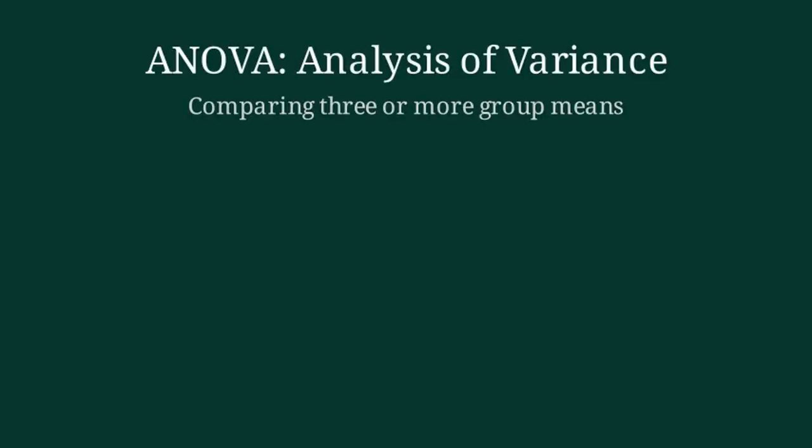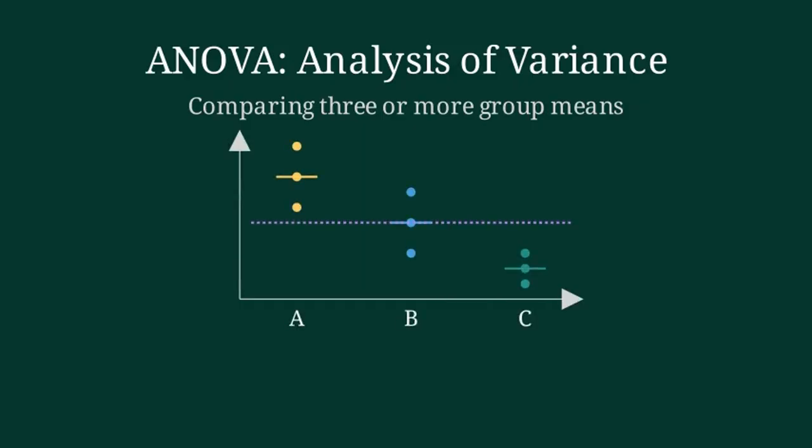Today we will learn ANOVA, which stands for Analysis of Variance. The big idea in ANOVA is variation. We look at two kinds of spread, between group variation and within group variation. Between group variation is the distance between the group means. Within group variation is the spread of points inside each group.